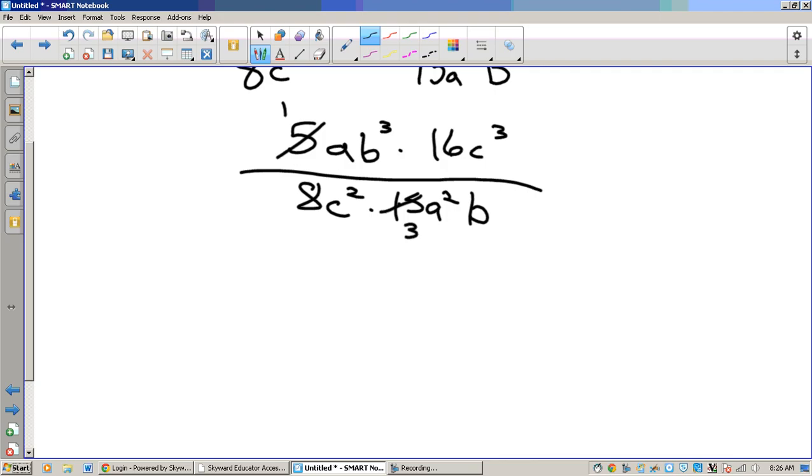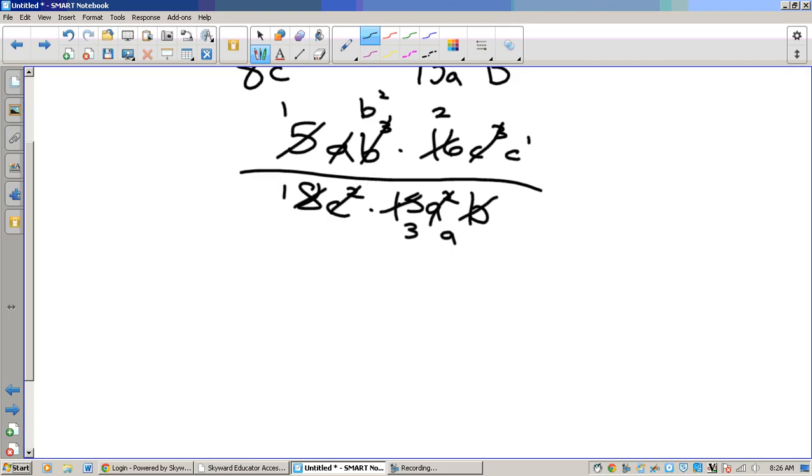And then you could take 8 and 16. They have a common factor of 8, so that would be 1, and that would be 2. Plus C squared and C to the third becomes C to the first. B cubed and B becomes B to the second. That's just 1. A and A squared just becomes A to the first.